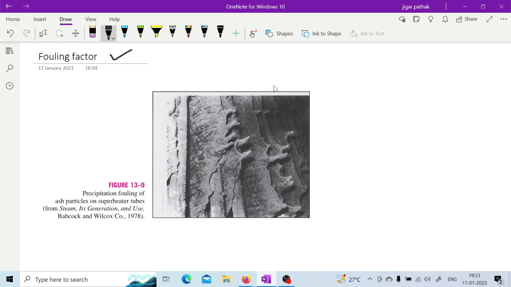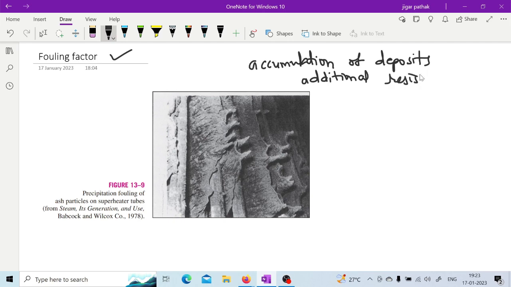Why? Because over a period of time there must be some accumulation of deposits on the walls of the heat exchanger, right? Which will provide some additional resistance. Because of that you have a decreased overall heat transfer coefficient, so your resistance is going to increase and the performance of the heat exchanger will degrade because of this, right?